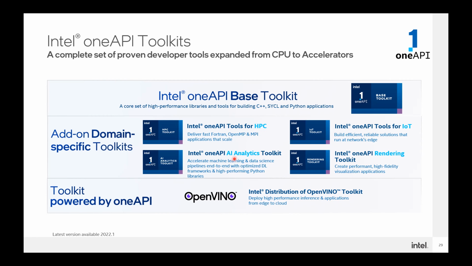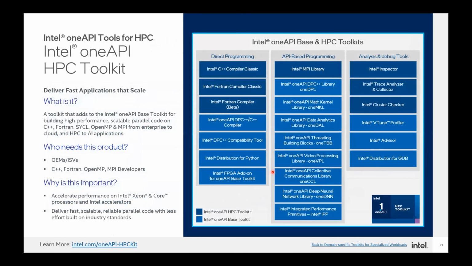The good thing of the AI toolkit is that it accelerates machine learning and also includes high-performing Python libraries for both CPU and GPU. So if you have code that uses Python, for instance, I strongly encourage you to download this tool and use the Python version and the Python libraries that are shipped with it if you are targeting Intel CPUs, because the performance increases a lot.